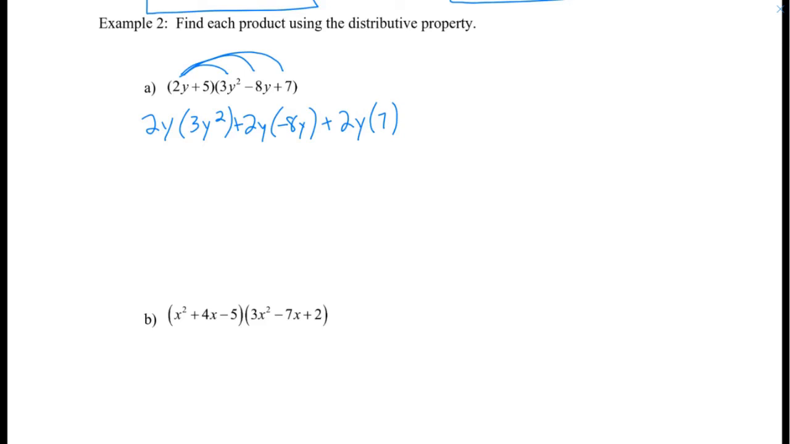Okay, now I'm going to multiply my second term in that binomial. I'm going to distribute that 5 through to each of those terms in the second trinomial. So we have 5 times 3y squared plus 5 times negative 8y plus 5 times 7.